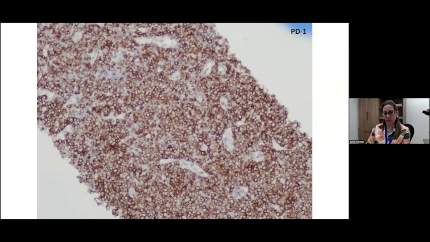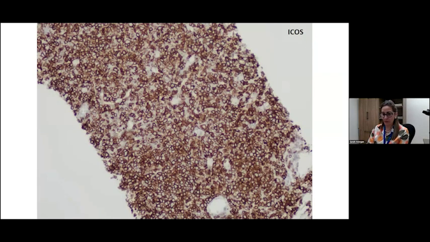I don't have T follicular helper markers in my institute, so that's what I sent outside. And I got PD1, which is strongly positive on all the atypical lesional cells. It's also showing a nice feature that these cells are encircling the high endothelial venules, which look like clear spaces or negative staining for PD1 in this image.